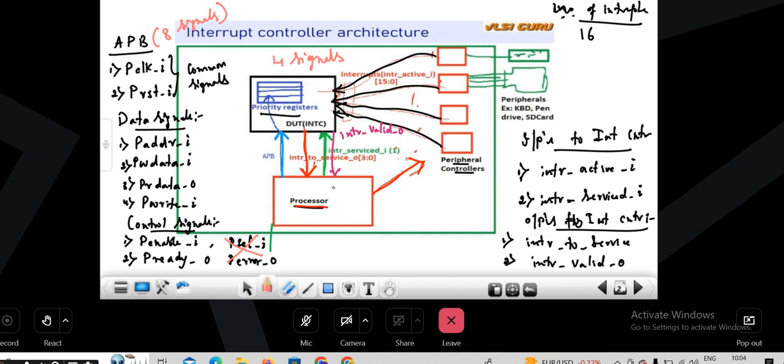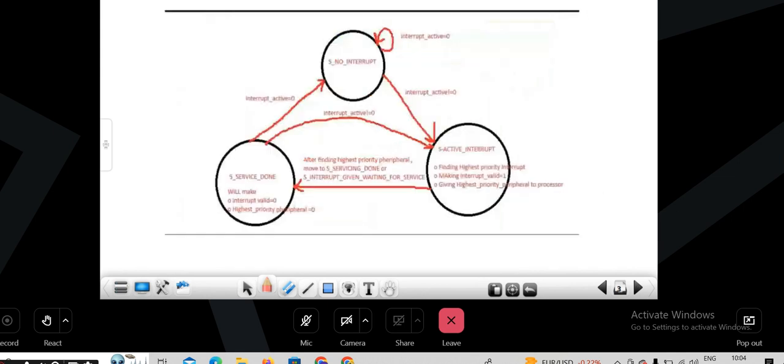After that, what do I have to do? Once I collect the interrupts, according to the priority I have prioritized, meaning sorted them out. Then I'm making the interrupt valid equal to 1, meaning these are the valid questions. You can understand it like this: when the trainer raises the hand, he is telling that whatever questions are given one by one are valid questions.